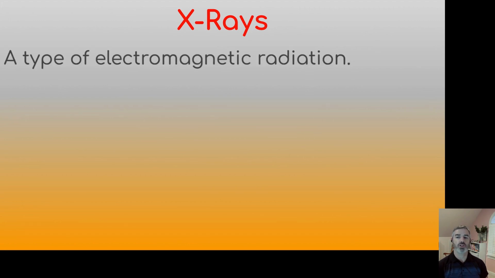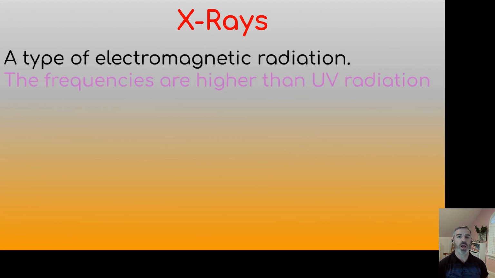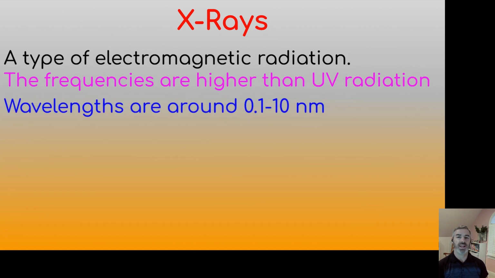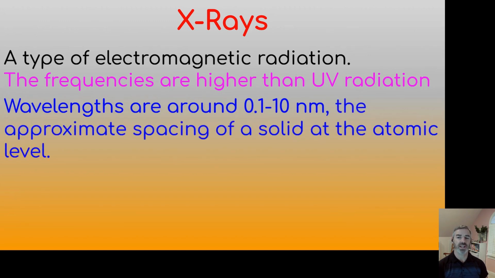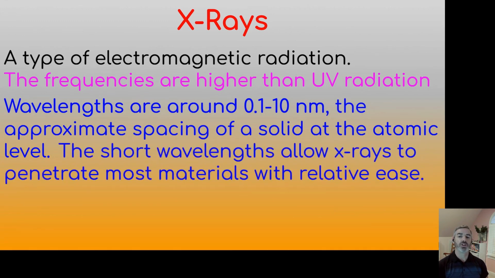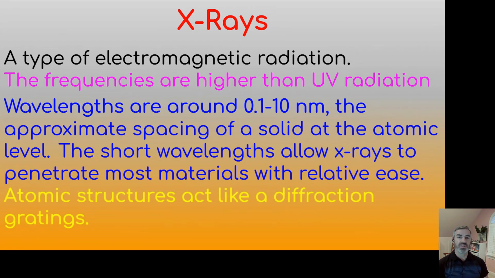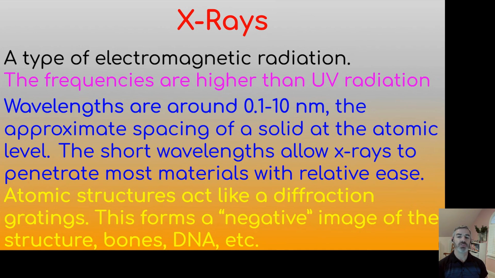So this is a type of electromagnetic radiation. The frequencies are higher than ultraviolet radiation. The wavelengths are around 0.1 to 10 nanometers, and this just happens to be about the approximate spacing of solids at the atomic level. And the short wavelengths allow X-rays to penetrate most materials with relative ease. Atomic structures act like diffraction gratings for X-rays. So we have something called X-ray diffraction, which then forms negative images of structures of bones, DNA, or crystalline structures of metals or solids.